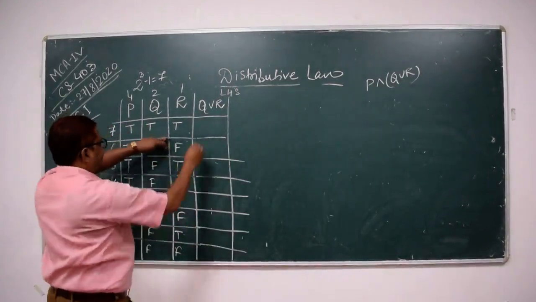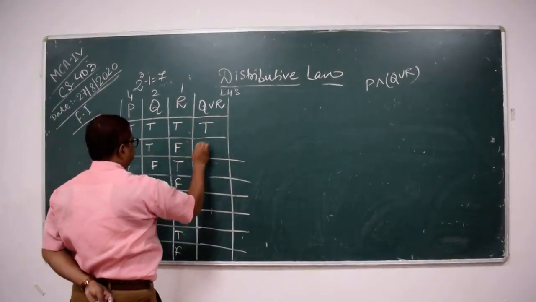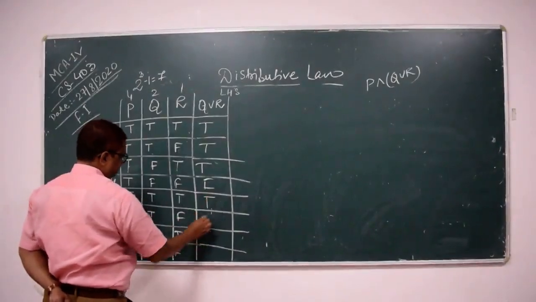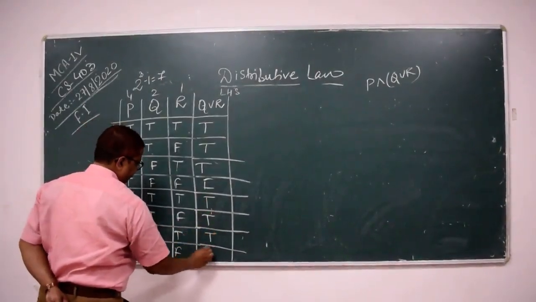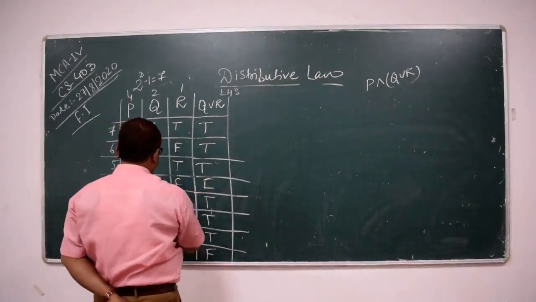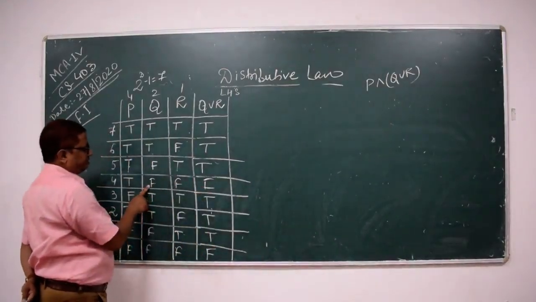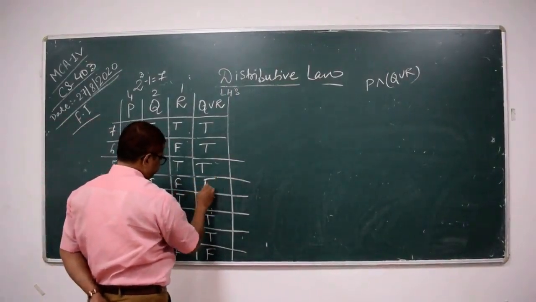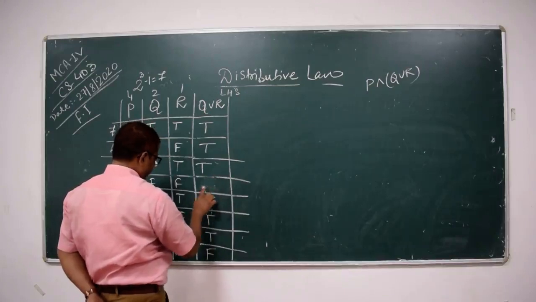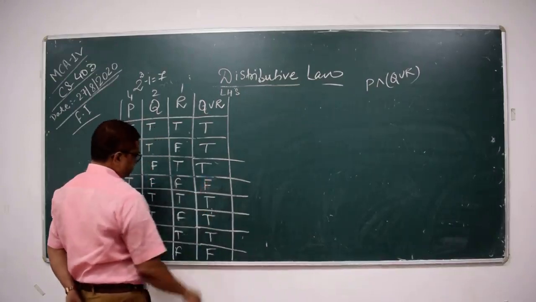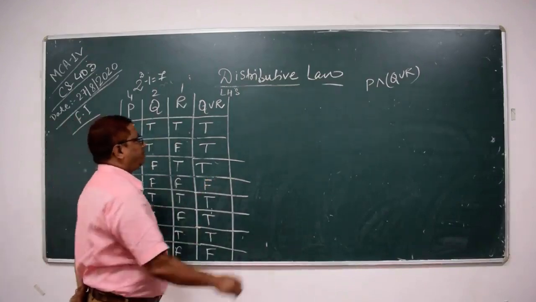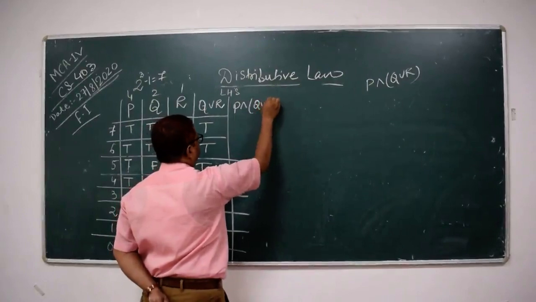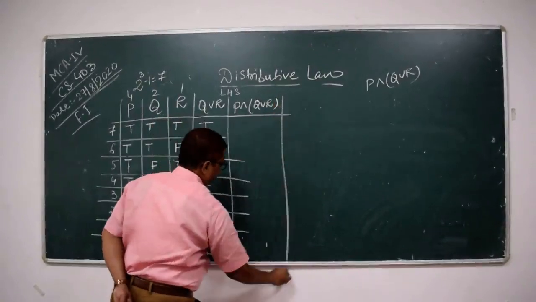Q or R: T and T is T, T and F, anyone true gives T. So the results are T, T, T, F, T, T, T, F. Now there are two positions that are F, because P value is F and Q or R is F. The final result is F. Remainings are true. Now to add P and (Q or R).